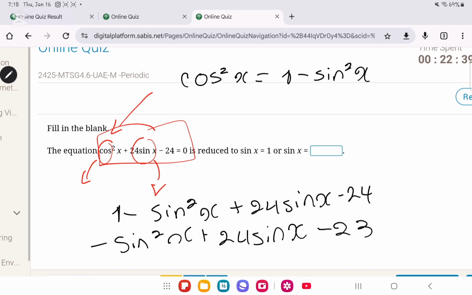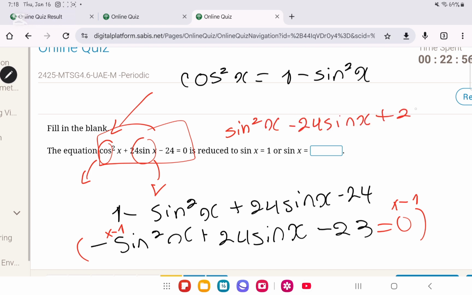Now, personally, I don't like to see a minus outside because now since it's equal to 0, we can multiply both sides by what? By negative 1 to get rid of the minus. So it becomes sine squared x minus 24 sine x plus 23.